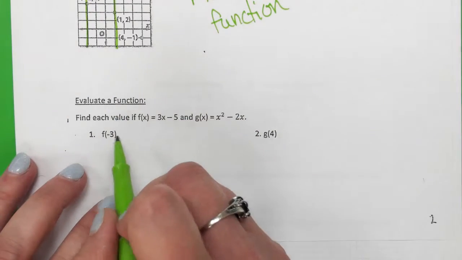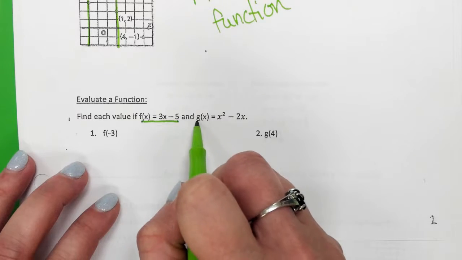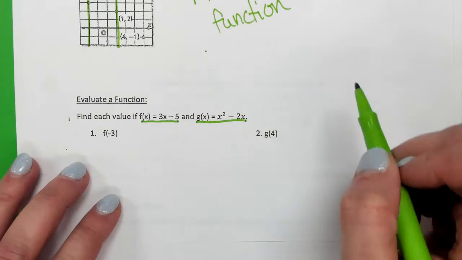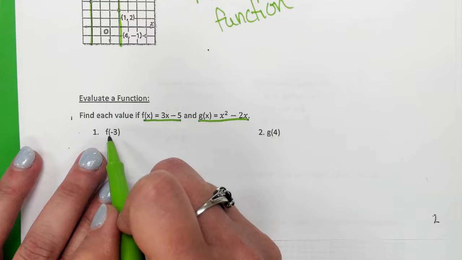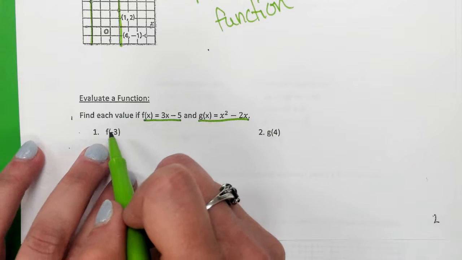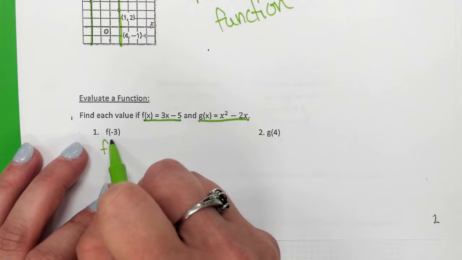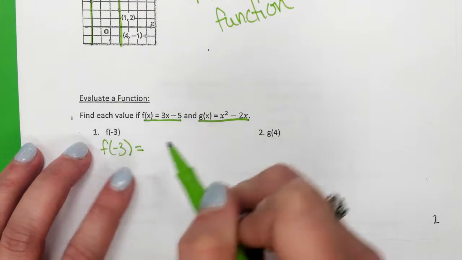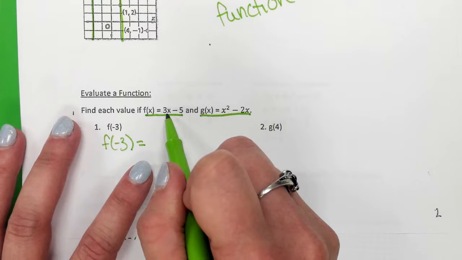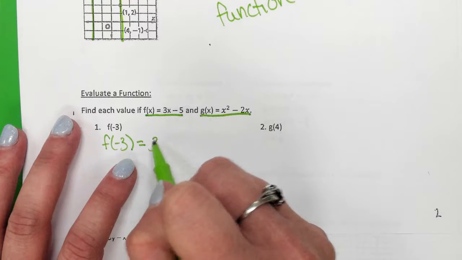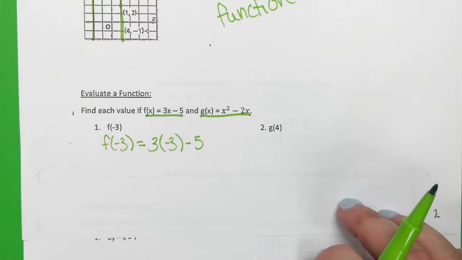Okay, so I have 2 functions. I have f of x and I have g of x, right? Which one am I going to plug into for number 1? What number are we going to plug in? Negative 3. Very good. All right, so here's f of x. 3 times x is going to become 3 times negative 3, and then minus 5. Are y'all okay with that?